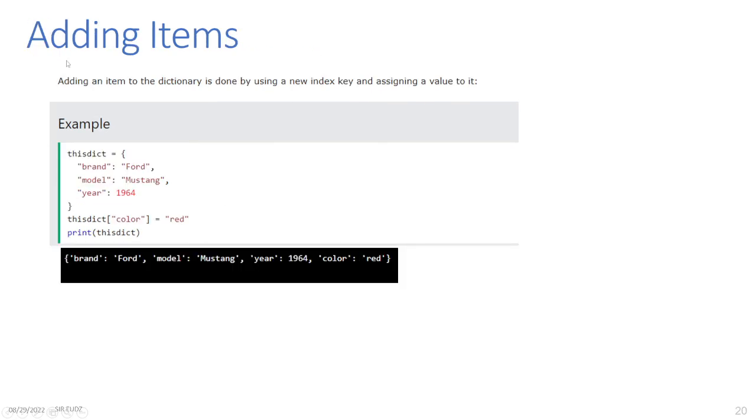Adding items. Adding an item to the dictionary is done by using a new index key and assigning a value to it. We actually have done this also in the previous slide, but here we'll be focusing on it. So this dic: brand Ford, model Mustang, year 1964. Then this dic color equals red. If we print this dic, the item will be added to the dictionary.